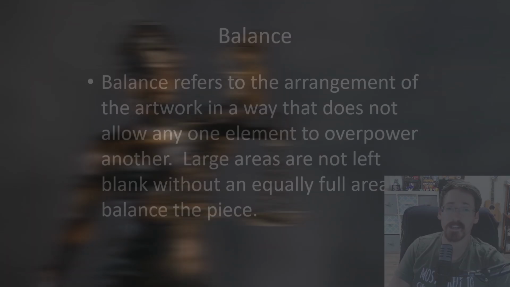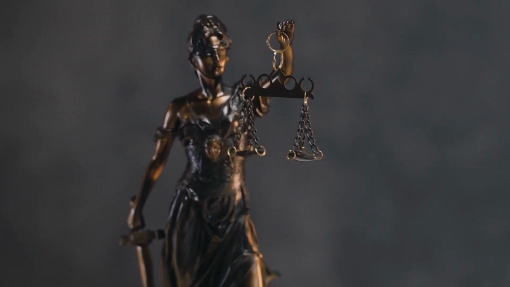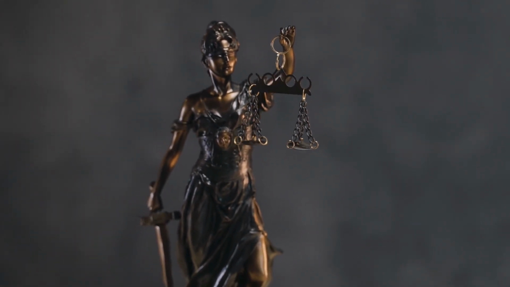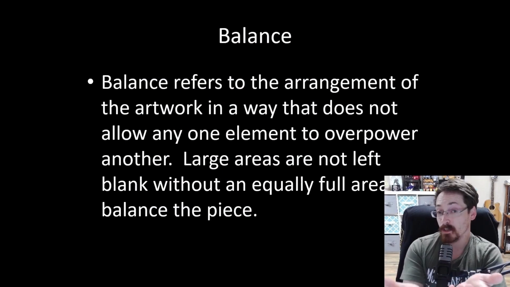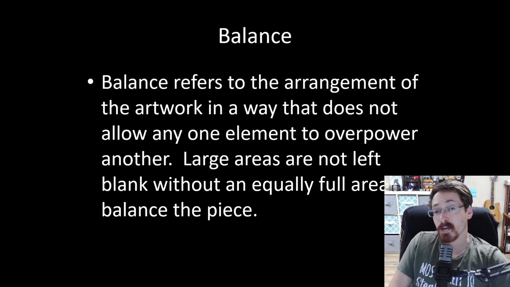You can imagine this kind of like a scale. For instance, if you have a large square on one half of the artwork, and then a tiny circle on the other half of the artwork, it's not going to be visually balanced because one side is going to look visually heavier than the other. There's actually three different types of balances, and we're going to be covering one of them today.